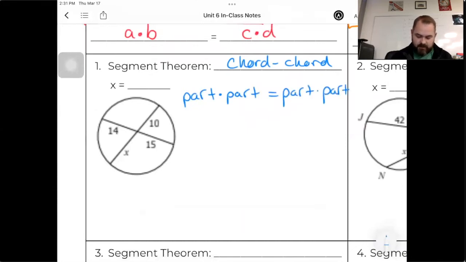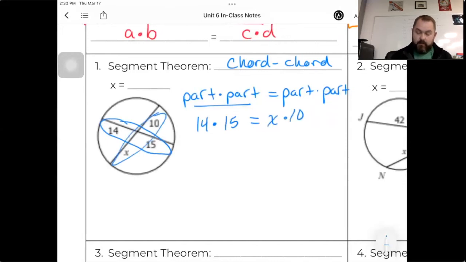where the first part times part is going to come from one of the chords. So 14 is one part times the other part, 15. And that has to equal the same as multiplying the other two parts, x times 10. We can simplify. 14 times 15, I apologize, is 210. And that equals x times 10, I'm going to write as 10x.